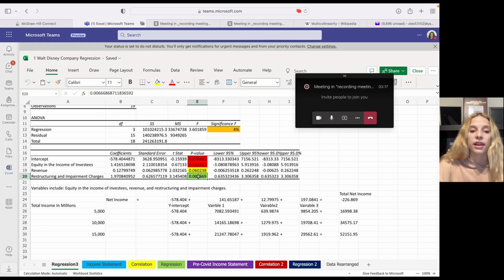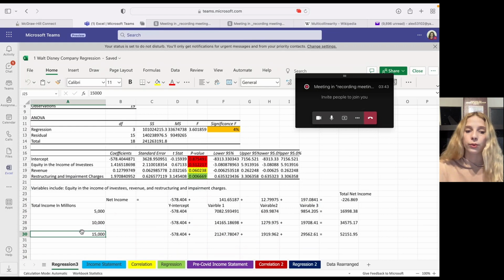As you could see from this, we were able to make an equation. The equation was the y-intercept plus variable 1, equity in the income of investees, variable 2, revenue, and variable 3, the restructuring and impairment charges, to equal total net income. Now, these three numbers did hold a total net income of negative $226 million. Obviously, this is not normal for Disney, but as you can see, we did our own calculations off of 5 million, 10 million, and 15 million.